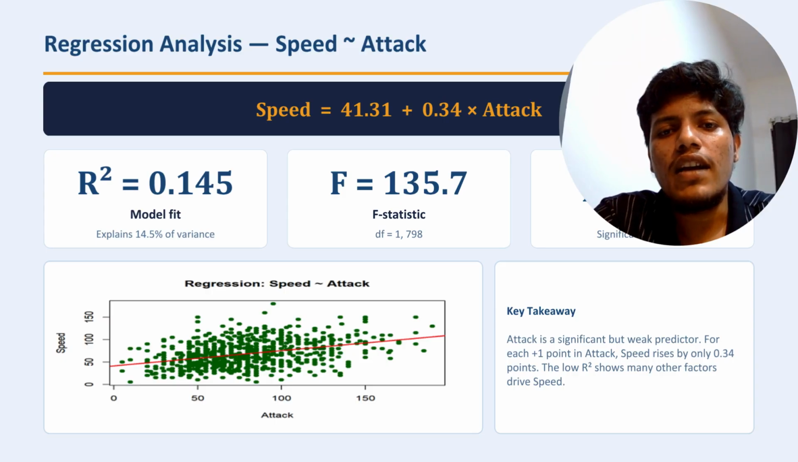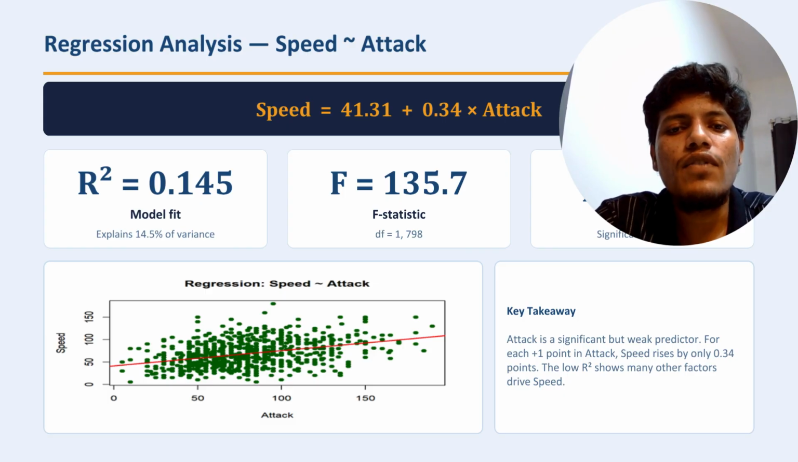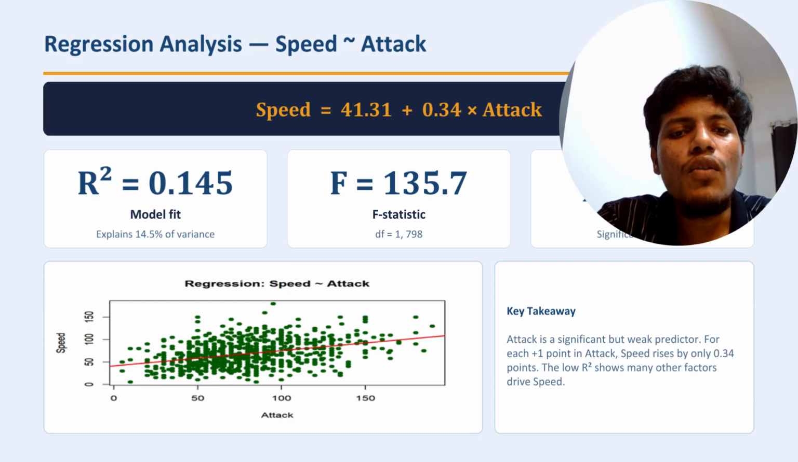The scatter plot shows a positive trend, but many Pokemon are far from the line. This means attack is not a strong predictor of speed because some Pokemon are strong but slow, while others are fast but not very strong.